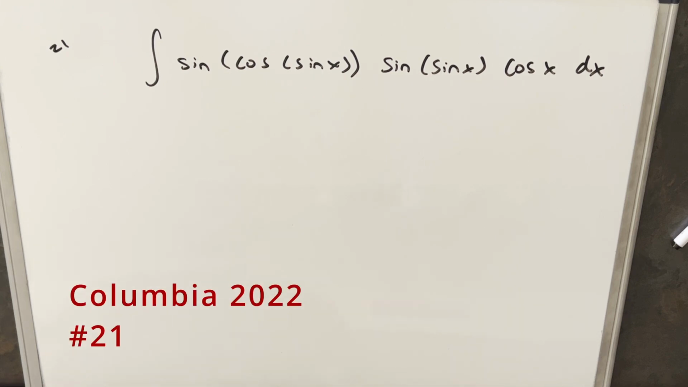Okay, we have here another integral from the Columbia integral. It should be 2022. This one's problem 21. We have the integral of sine of cosine of sine x times sine of sine x cos x dx.